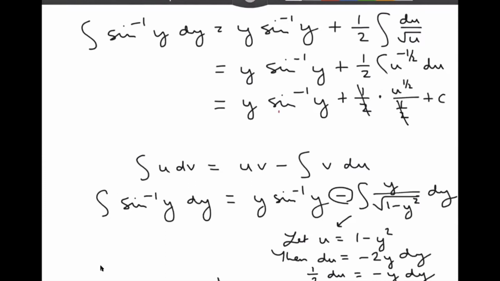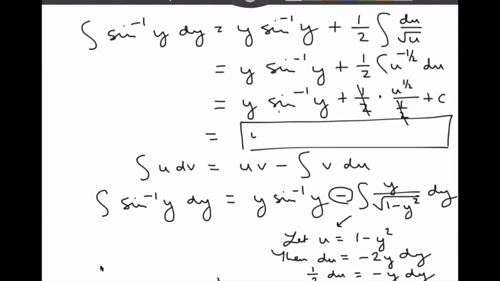And now I'm ready to write the final answer because, as always, it's not about u. In this case, it's about y. All right, so final answer: y inverse sine y plus u to the 1/2, which I'm going to write as the square root of 1 minus y squared. And don't forget the plus c.